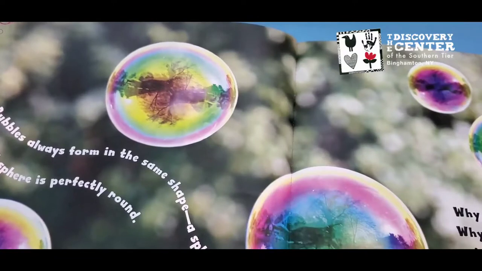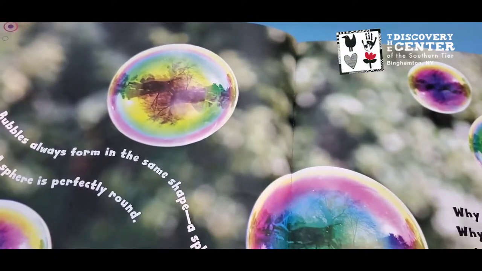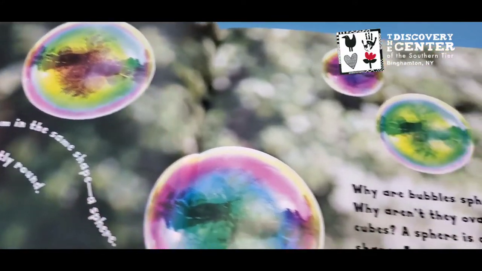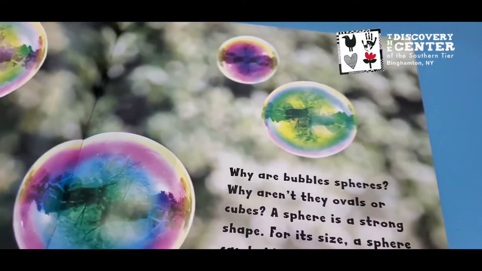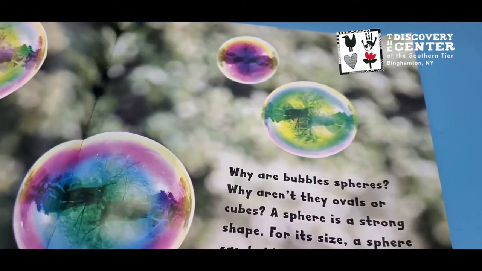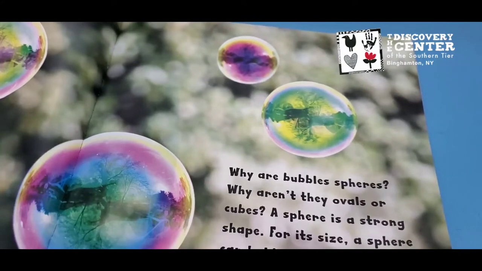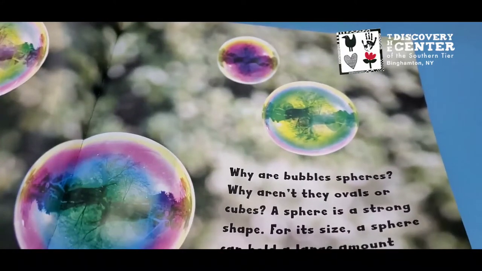Bubbles always form in the same shape, a sphere. A sphere is perfectly round. Why are bubbles spheres? Why aren't they ovals or cubes? A sphere is a strong shape. For its size, a sphere can hold a large amount of gas.